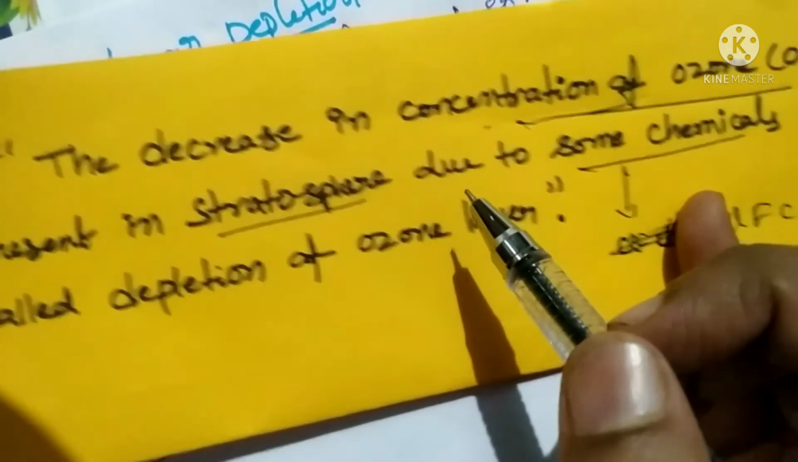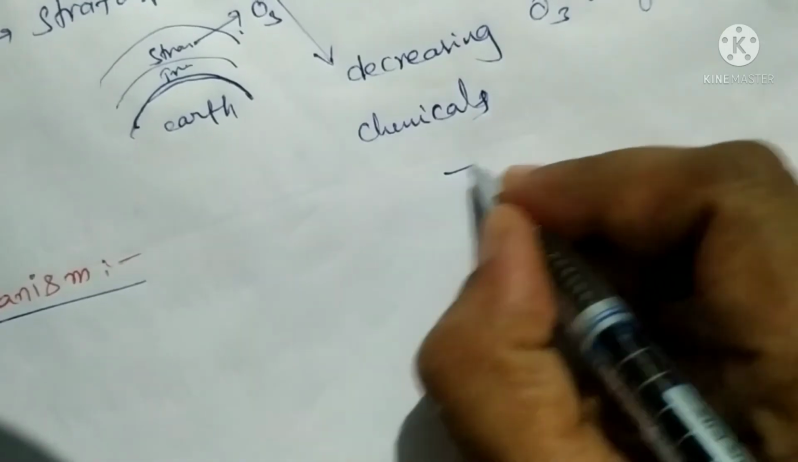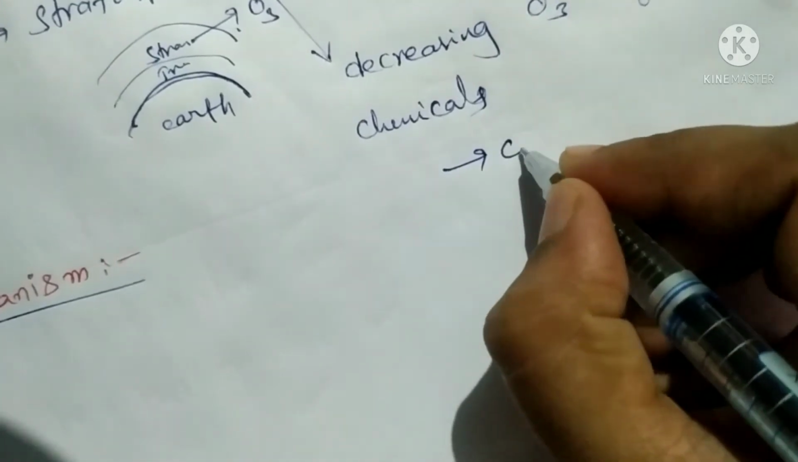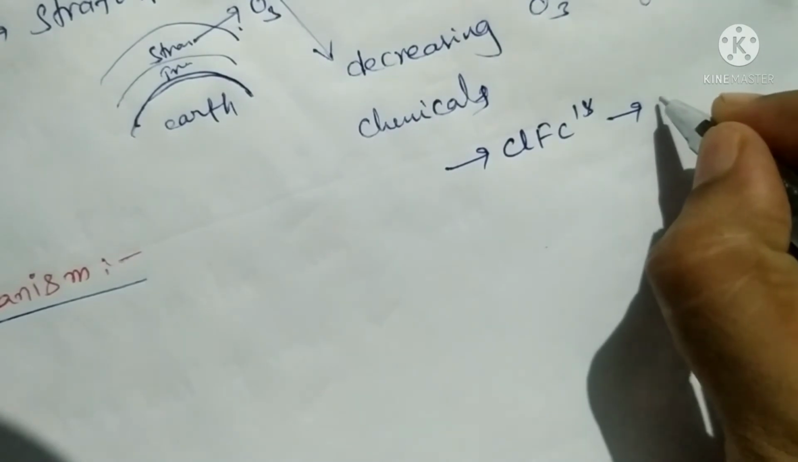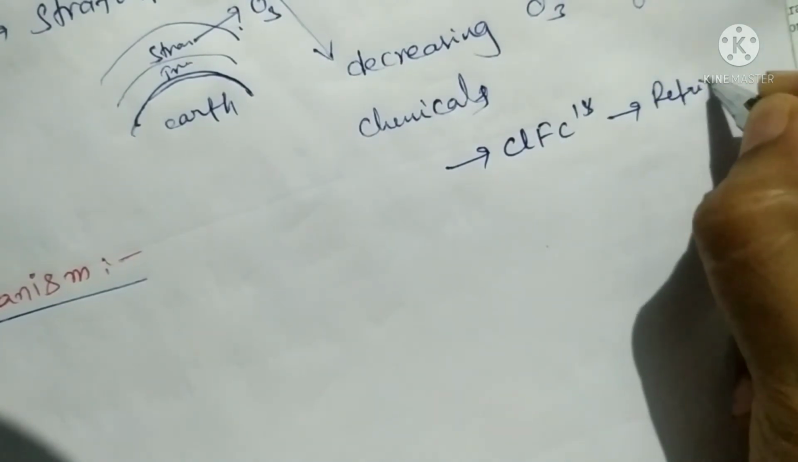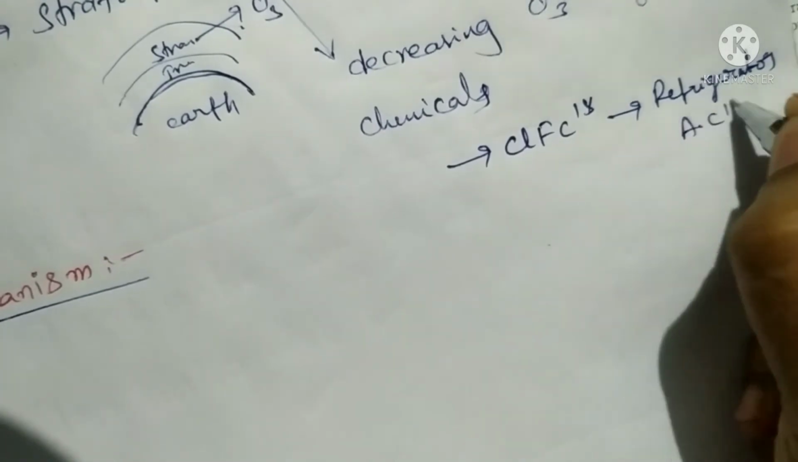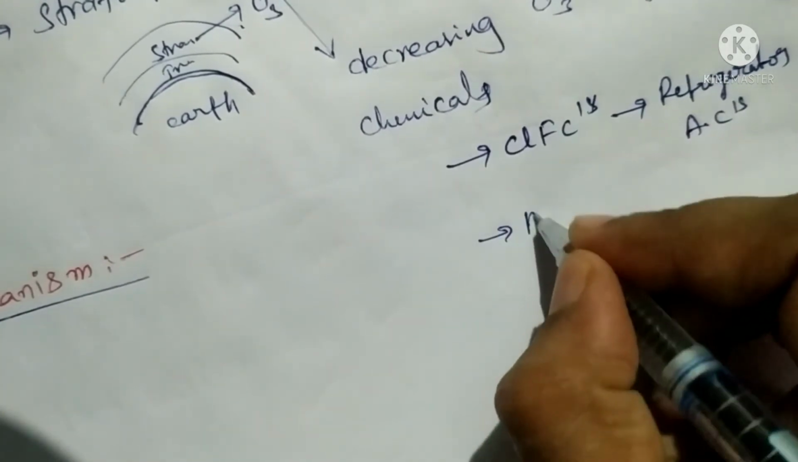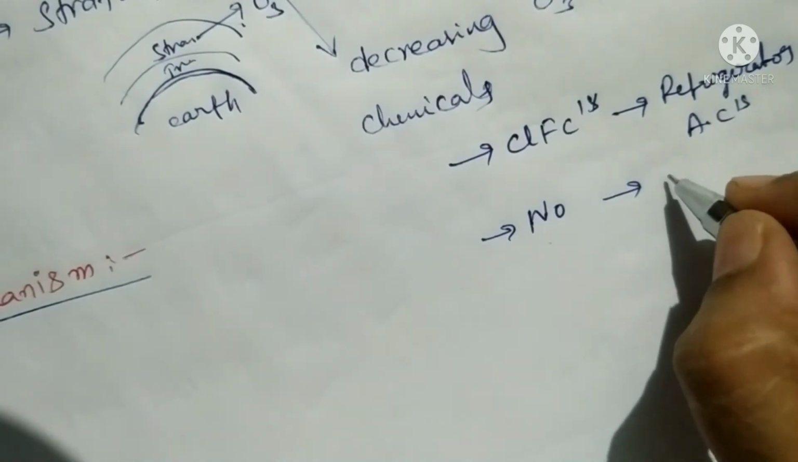So what are the chemicals? Mainly the chemicals are chlorofluorocarbons, which are released from refrigerators and air conditioners, etc. Next, nitric oxide, which is released from the burning of fossil fuels.